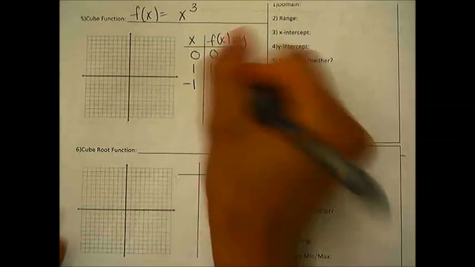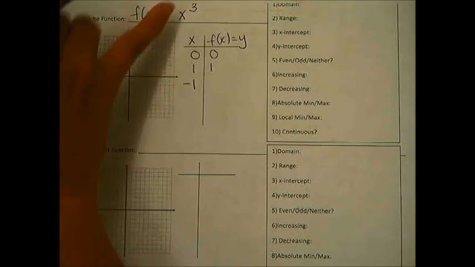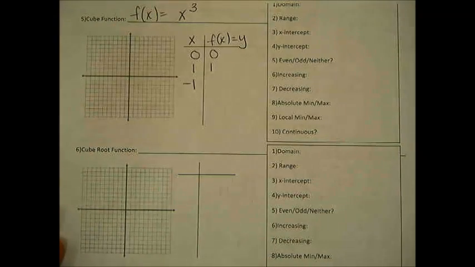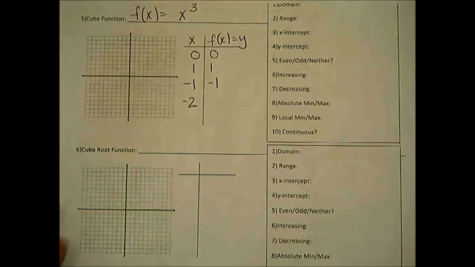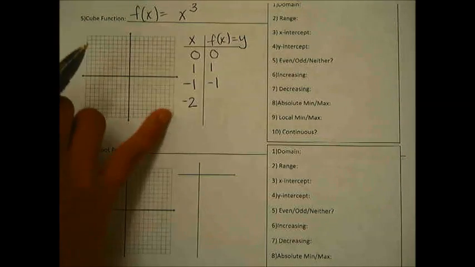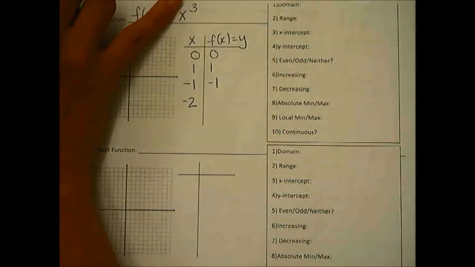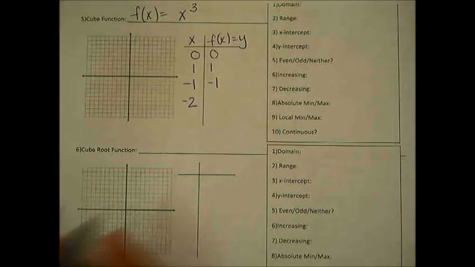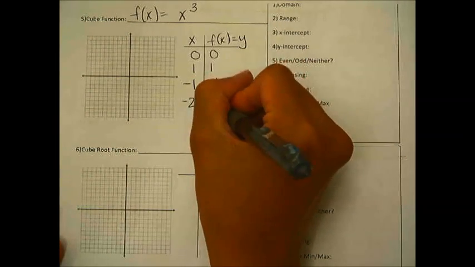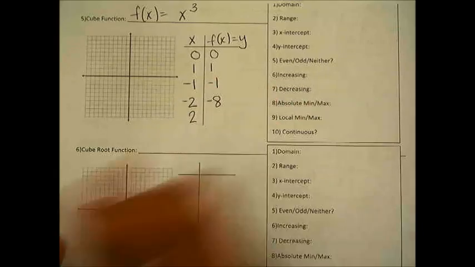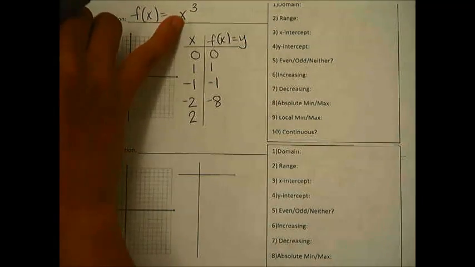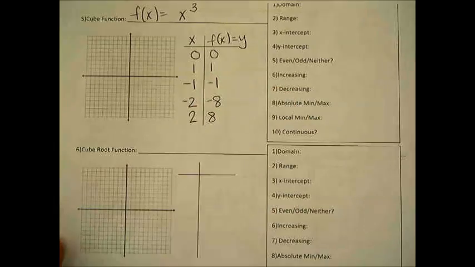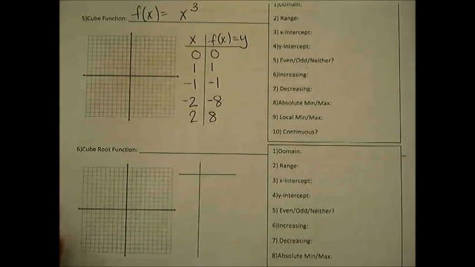Let's do negative 1. Negative 1 to the third power is negative 1. How about negative 2? Negative 2 to the third power is negative 8. How about positive 2? Positive 2 to the third power is positive 8. All right, we have 5 points. That's plenty. Let's plot those.